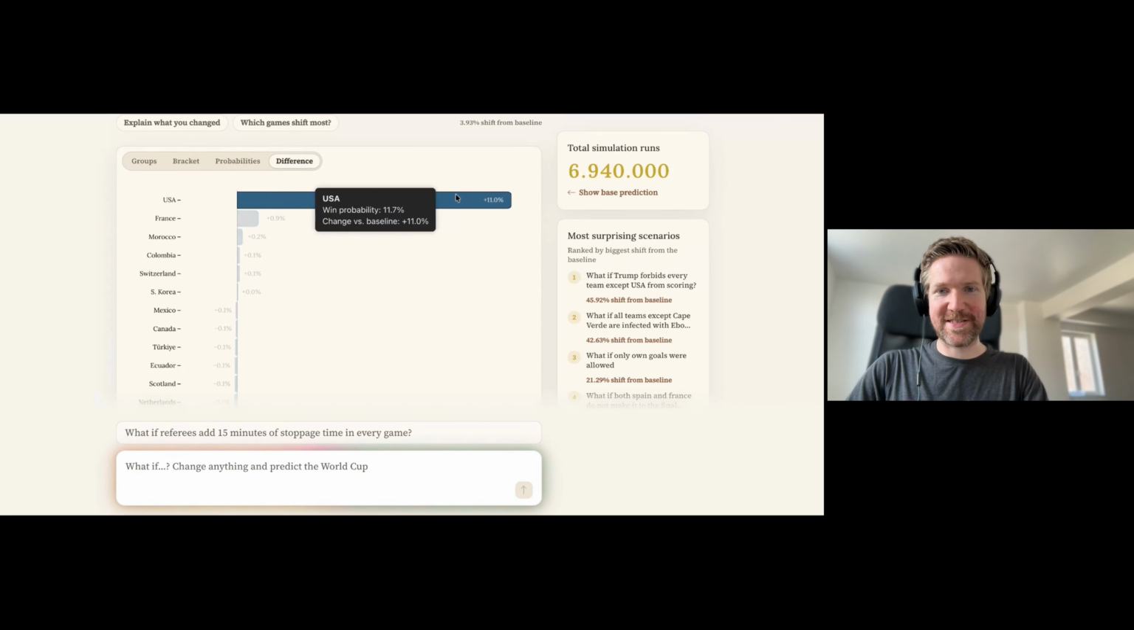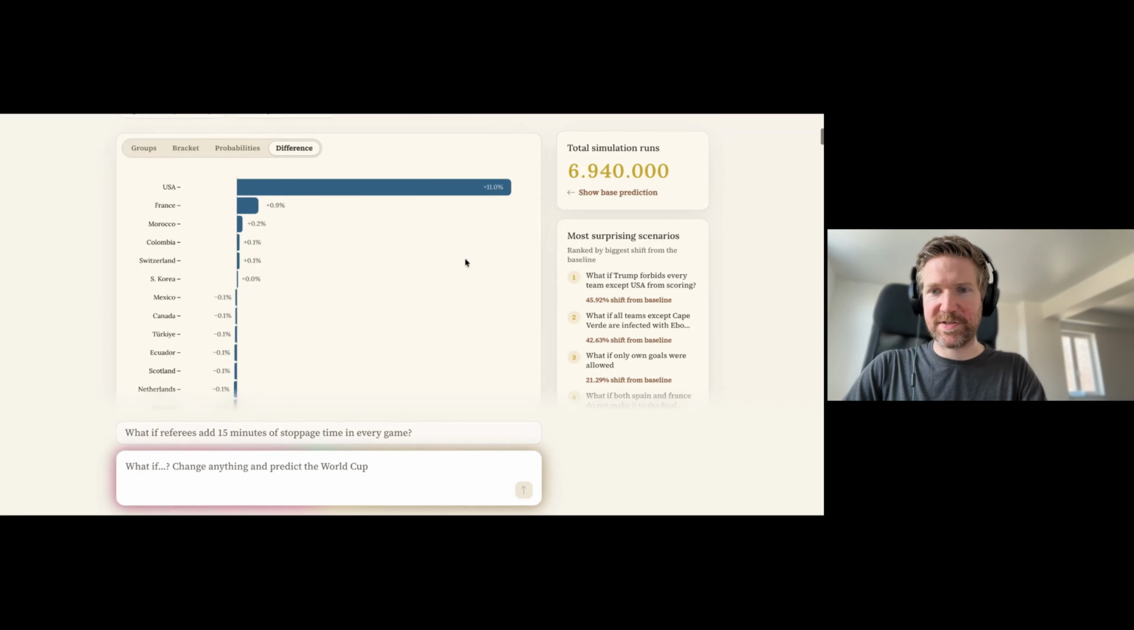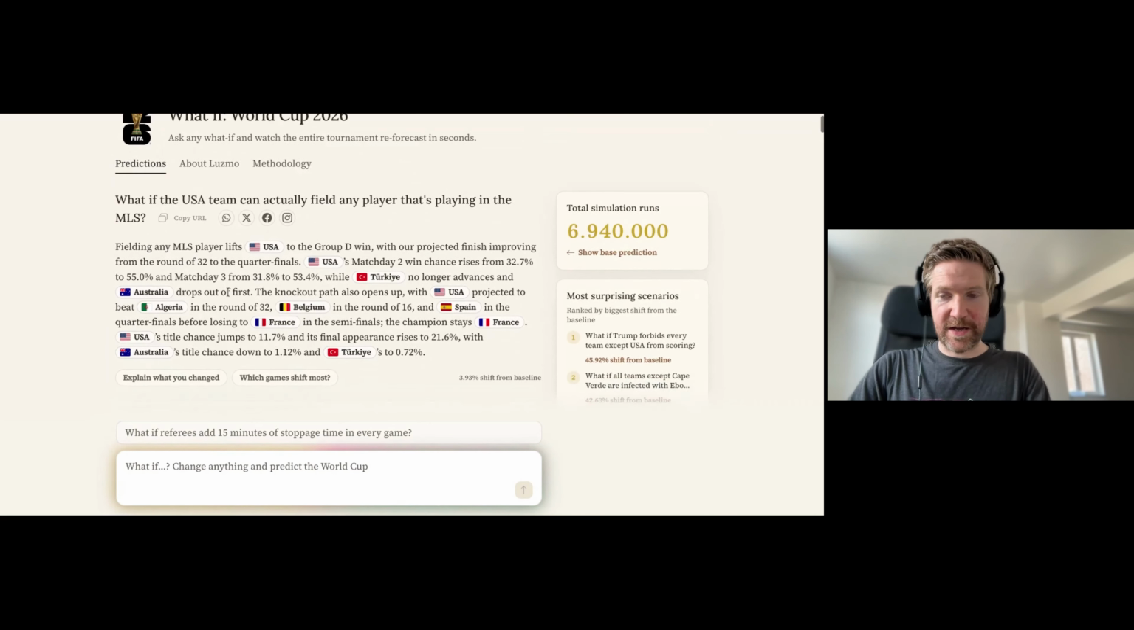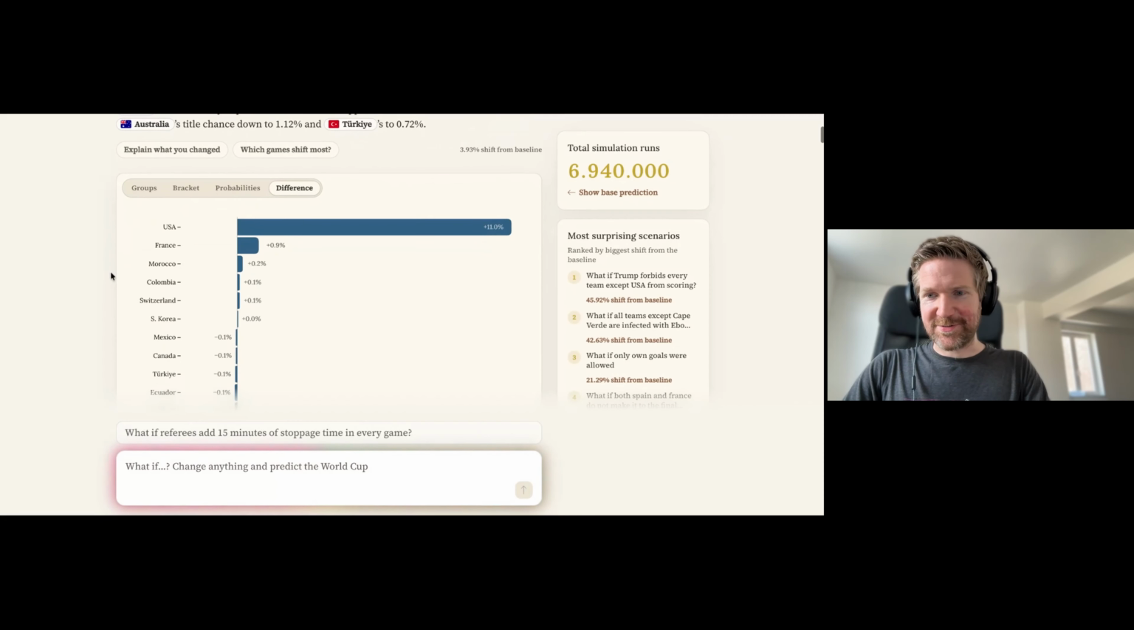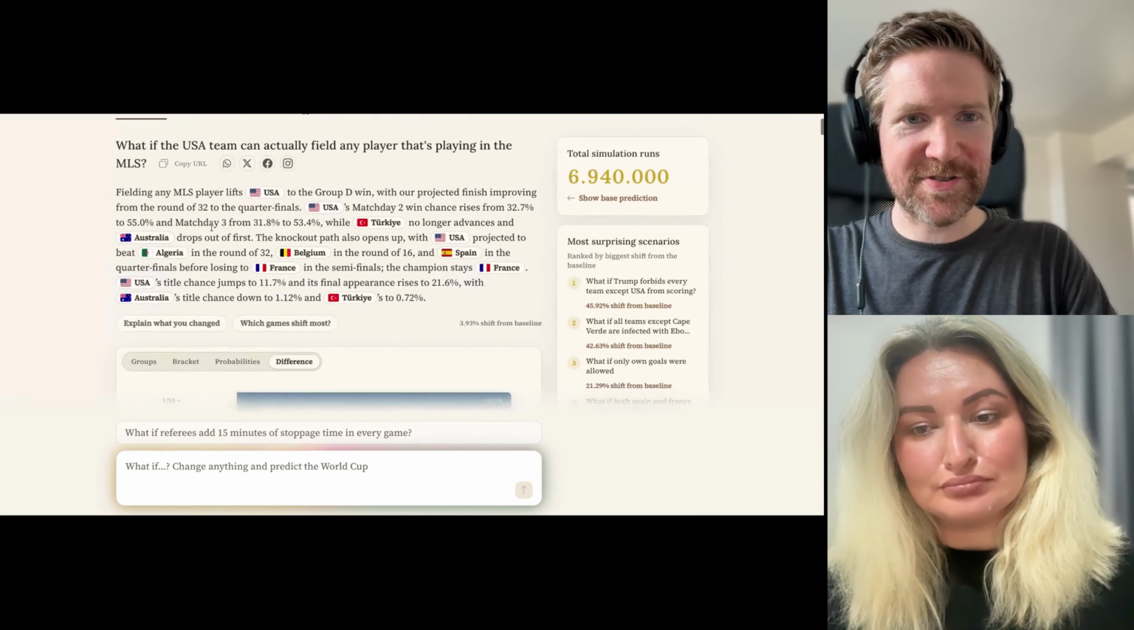You see that USA has the largest impact here. It has a plus 11% change versus the baseline scenario. And so the question is, how did we build this? And that's what I'm going to tell you today. So how does this actually work?